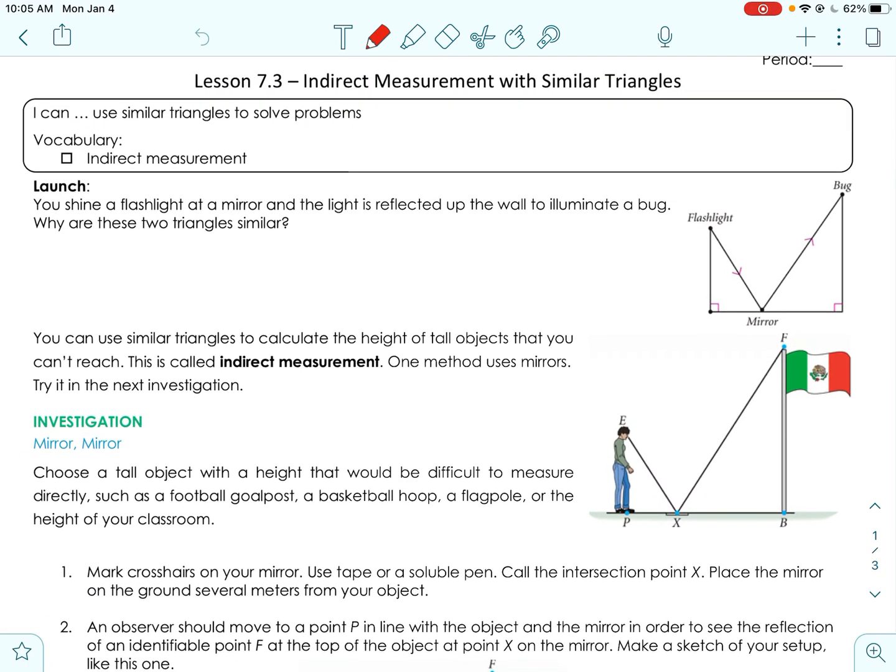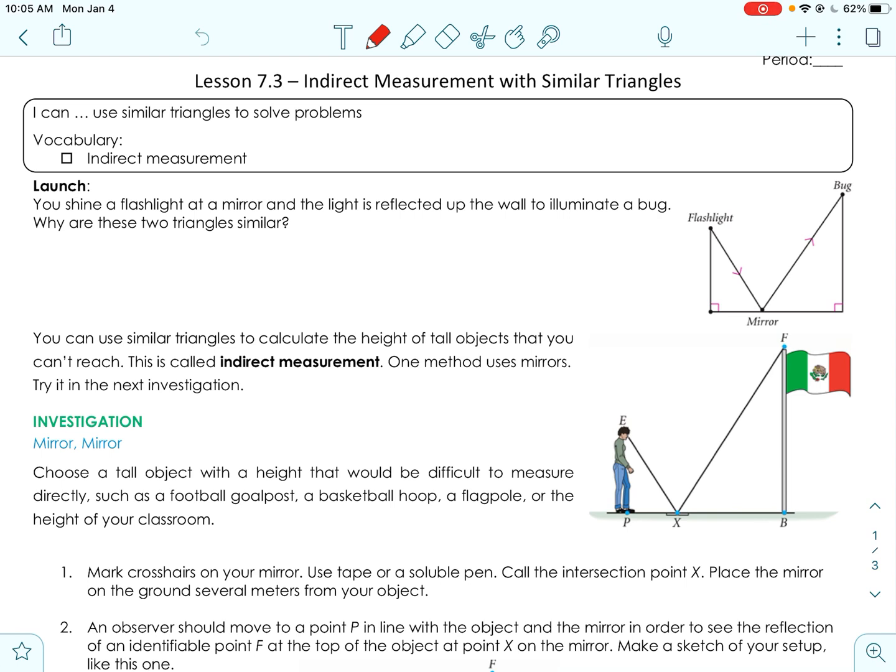So before we talk about these methods of using indirect measurement, what I would like for you to do is to work on the warm-up and try to answer that on your own, and then we will go over it after you unpause the video. So go ahead and pause the video and do the warm-up.